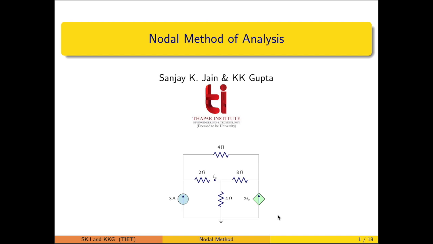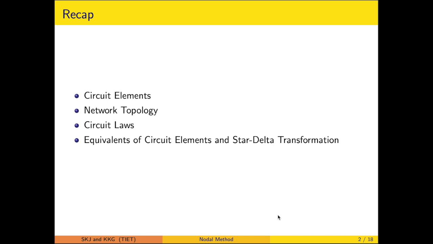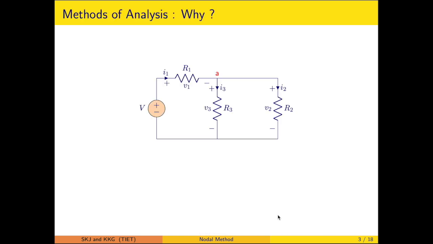We are going to deal with the nodal method of analysis. As a recap, we have gone through the definition of circuit elements, network topology, circuit laws, which include KCL, KVL and Ohm's law, and the equivalence of circuit elements and star-delta transformation. Now the question arises: when we are able to solve the problem using KCL, KVL and Ohm's law, what is the need of special methods of analysis?